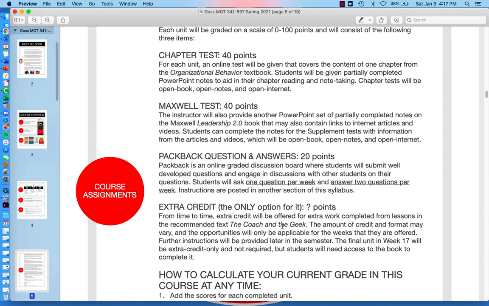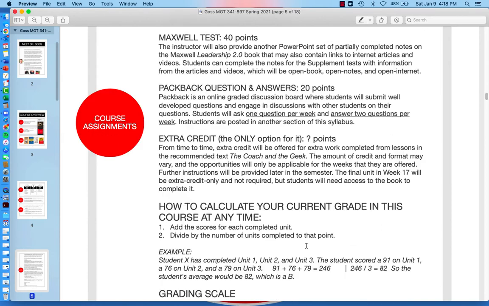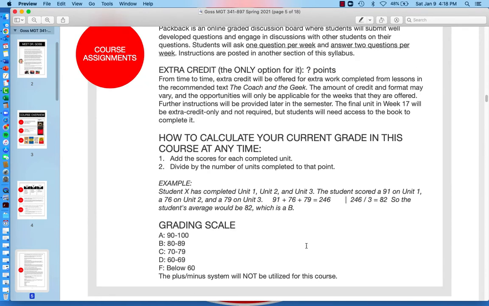I've not decided exactly how I'm going to approach that yet, but if you have that book, then you'll be able to take advantage of those extra credit opportunities whenever they arise. It's really simple for you to calculate your grade in this course at any given point. All you have to do is divide the total of the scores that you have by the number of scores that you have. And you see the example here in italics.